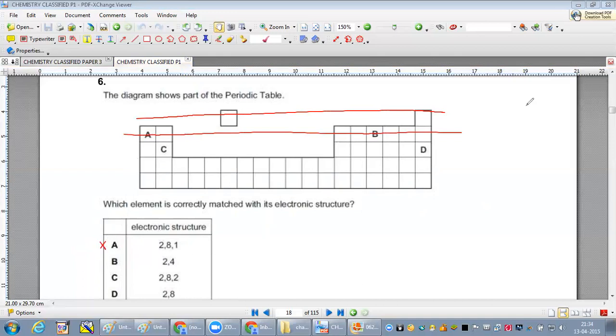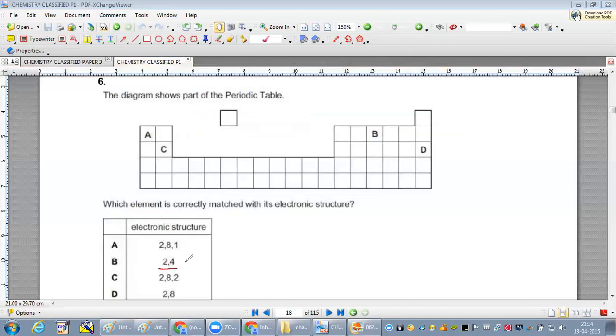We'll look at what is there in the other options. For B, the electronic configuration given is 2, 4. If you look at the groups over here, this is the first group, this is the second group, this is the third group, this is the fourth group, and this is the fifth group. Now B falls in the fifth group. It means it must have 5 electrons in its outermost orbit. So this is incorrect.